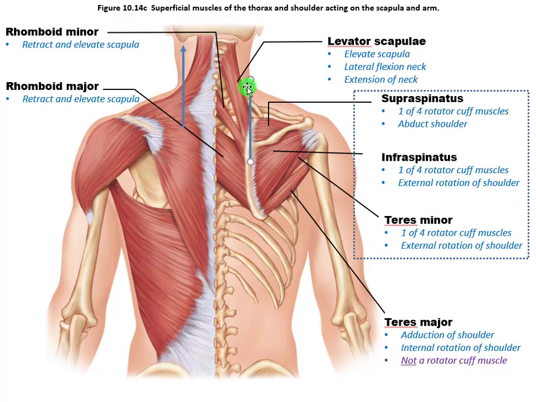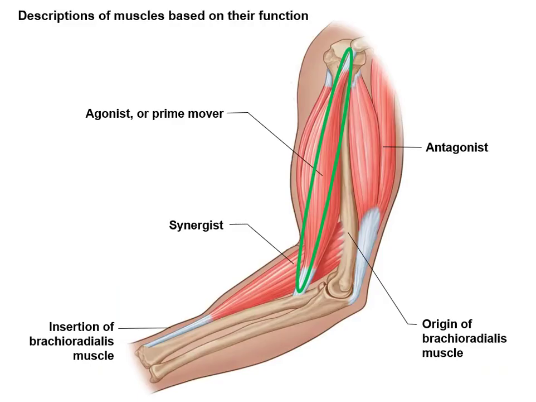So the other thing that's going to happen here is that the scapula will now move medially in this direction. And as it moves medially, that movement is what we call retraction. So retraction and elevation of the scapula. So now is a good time, I think, to review some of these terms. The terms here, so prime mover or agonist, synergist, and antagonist. So what do those mean?